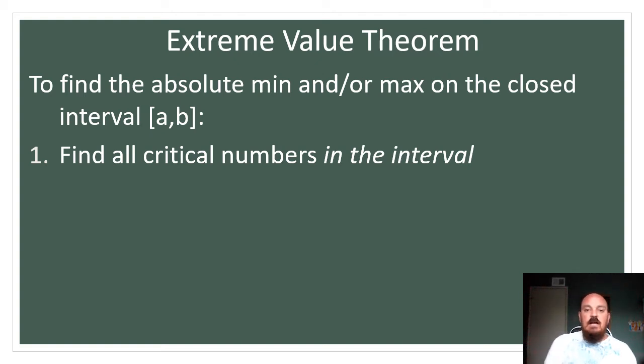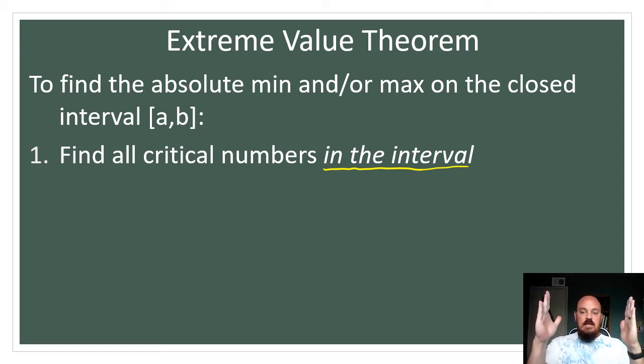Now notice here I said, even in italics, I wanted it to stand out, that you want to find all the critical numbers in the interval. We're only focused on that interval. So like if my interval is going from 0 to 10 and I get a critical number of 20, just throw that one out. It's not in the interval. We don't care about it. If I get a critical number of 5, something that is between 0 and 10, I keep that.